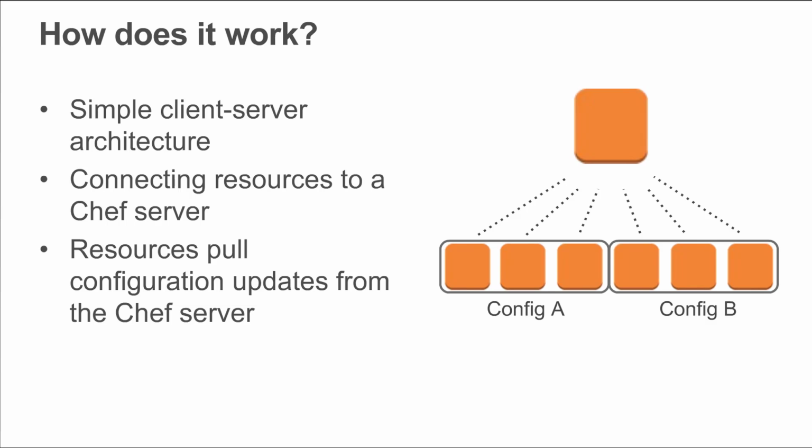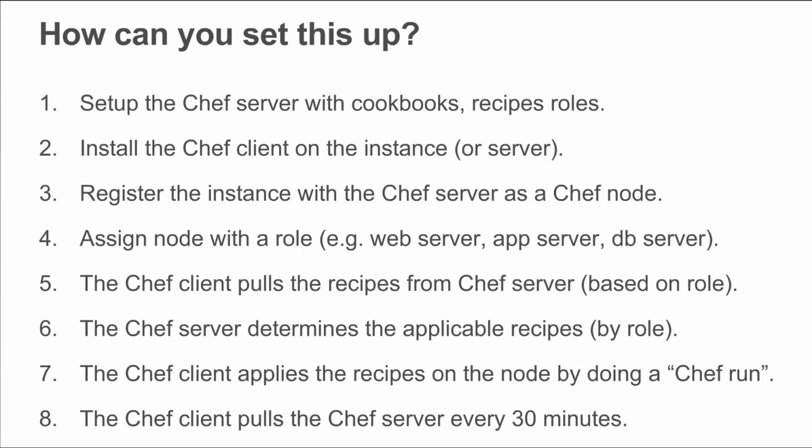Chef Automate is a simple client-server architecture. The Chef server holds the configuration for how a node should look, and after that node is initially connected, it pulls the configuration information down to the node and applies it. So a quick run-through of how something like this would look. You set up a Chef server with some cookbooks and recipes and some roles. You install the Chef client on an instance or server, and you register that instance with the Chef server as a Chef node and assign that node a role, such as a web server or a database server, something like that. Now, when the Chef client runs, which is 30 minutes by default, it pulls the recipes down from the server and determines which ones it should run based on the role that you've assigned to it.